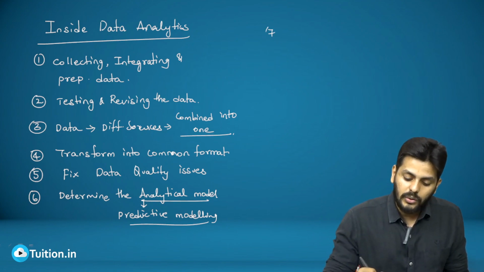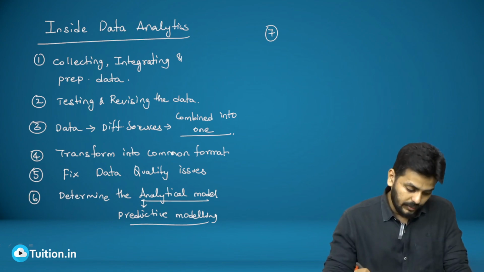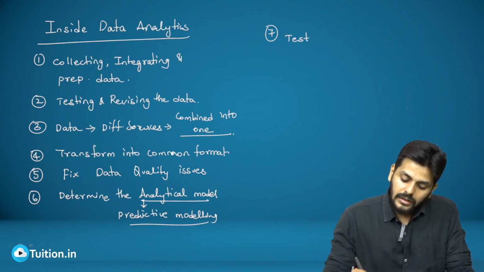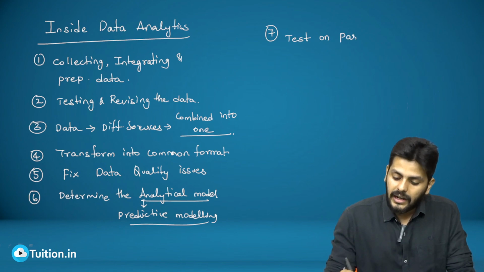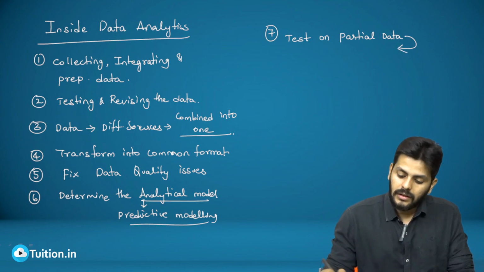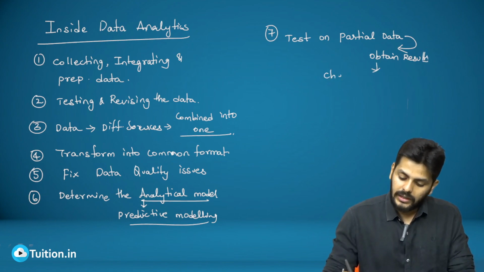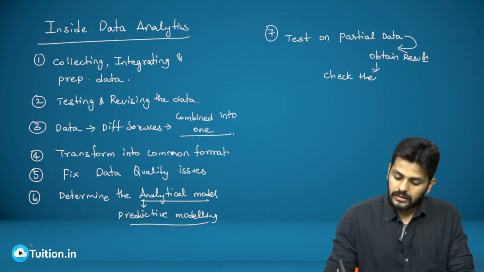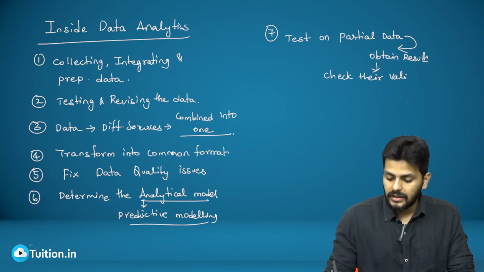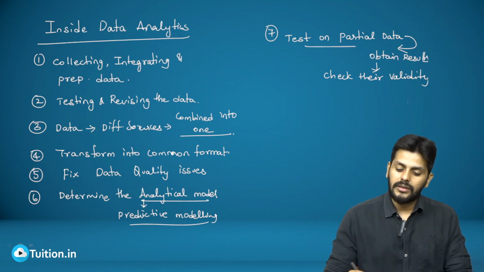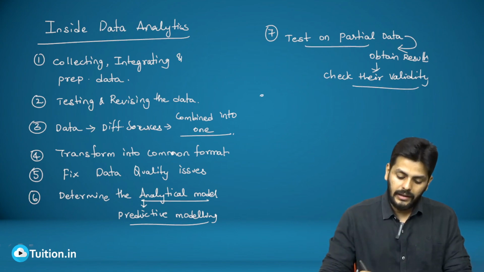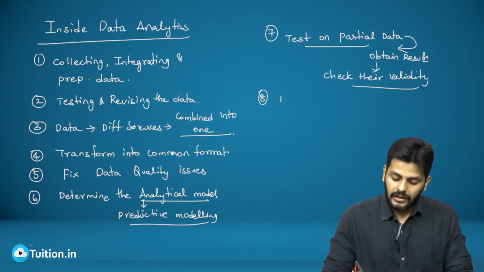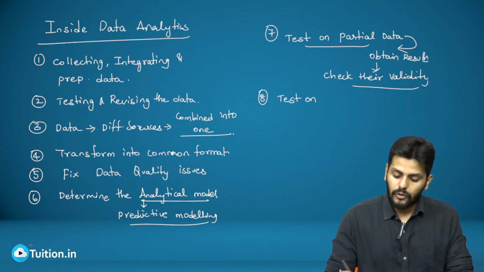Now immediately don't do something on the whole data. What you're supposed to do is test on partial data. Then after that you obtain results. Then after obtaining results you will check their validity. Once you see that it's working completely on partial data and it's valid, then the last step, step number 8, test on full data.